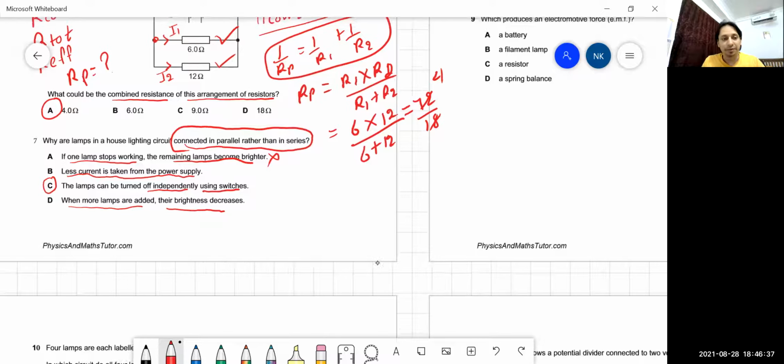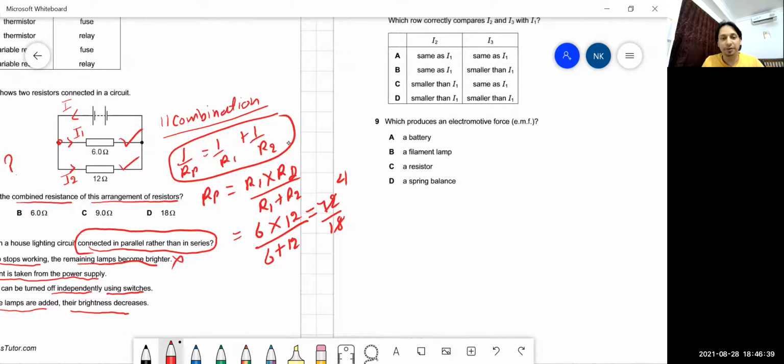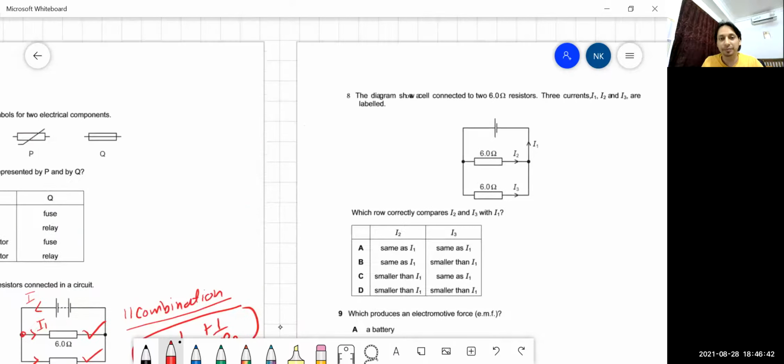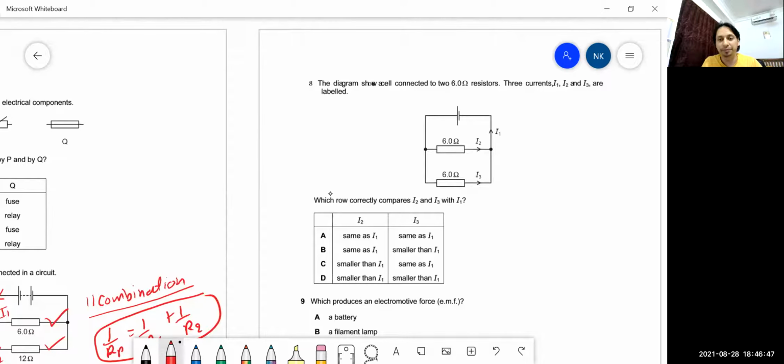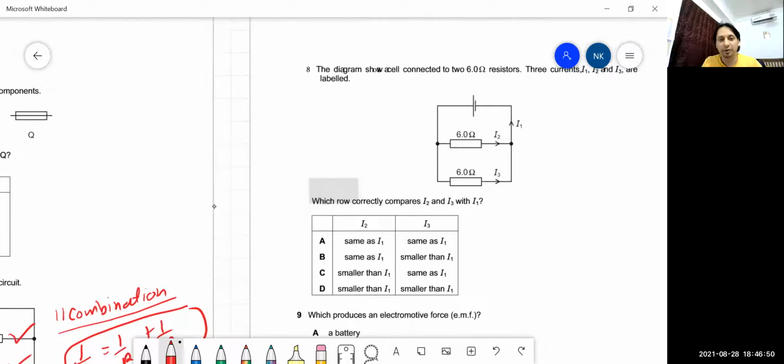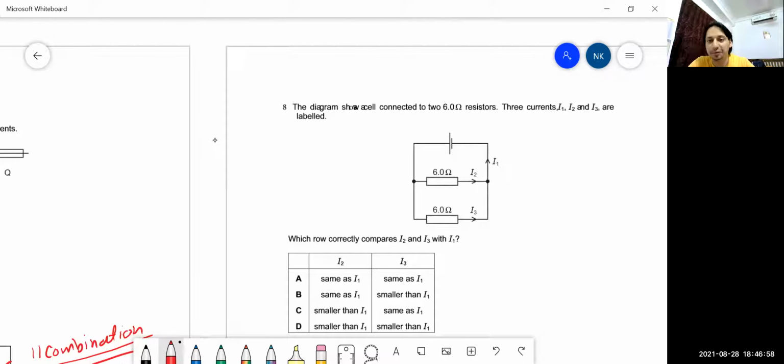Question number 8, children. If you read it carefully, the diagram shows cells connected to two 6 ohm resistors. Three currents are I1, I2, I3. You can see in the diagram I1, I2, I3. Which row correctly compares I2 and I3 with I1? You have to compare I2 and I3 with I1.